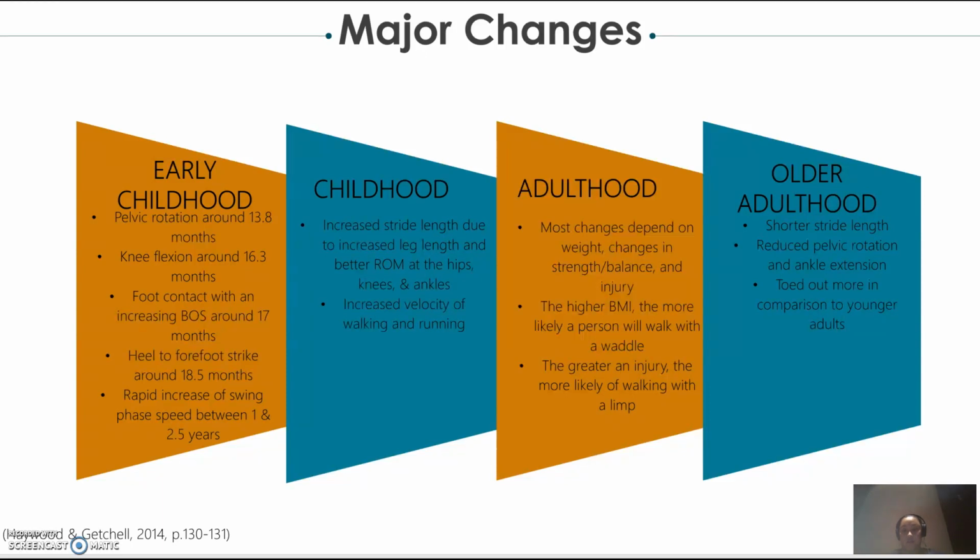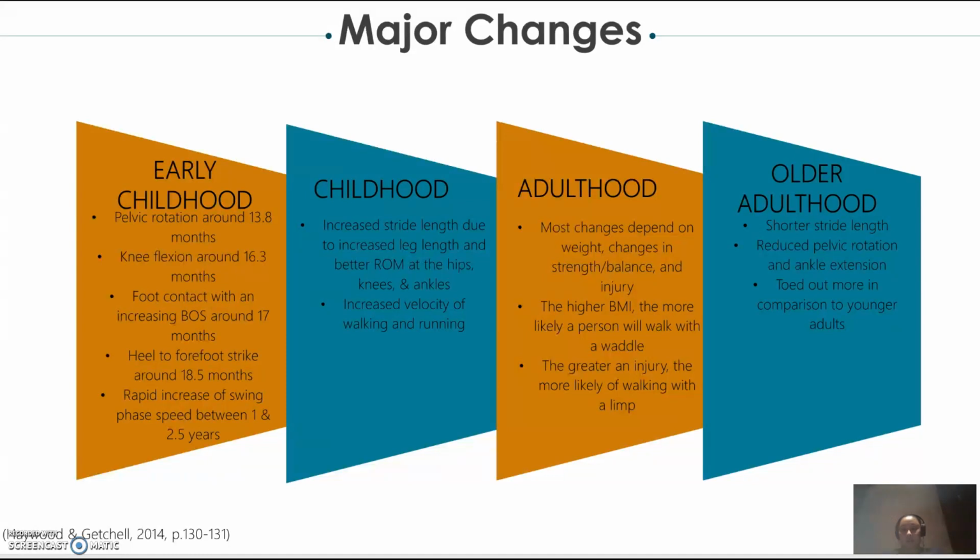And during adulthood, the most changes depend on the person. It's affected by weight, strength, balance, and injury. The higher the BMI, the more likely a person will walk with a waddle because the lower limbs struggle with holding all the weight. And the greater the injury, the more likely a person will walk with a limp.